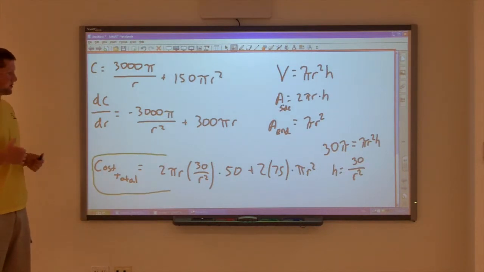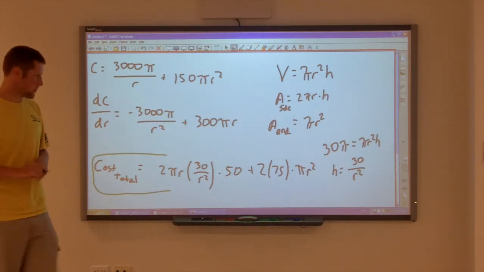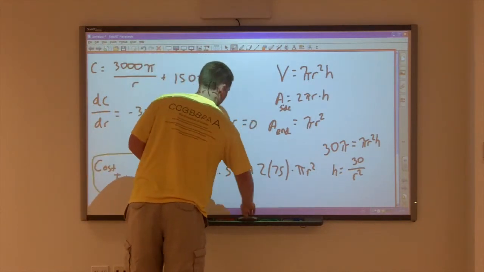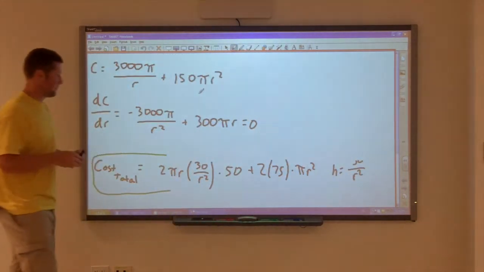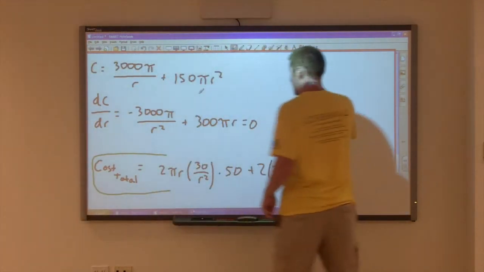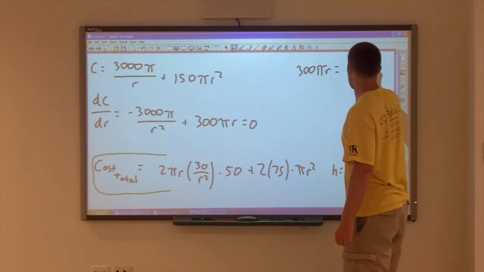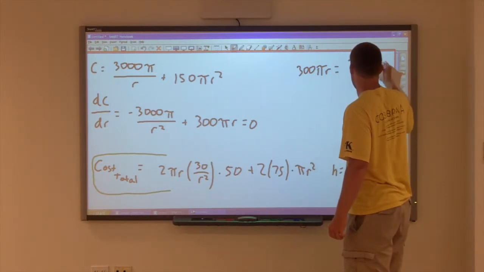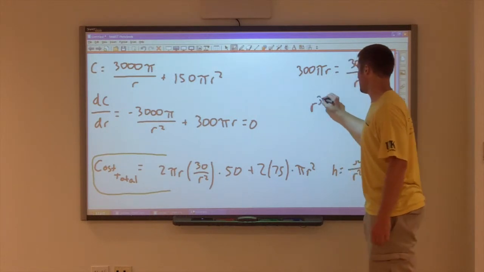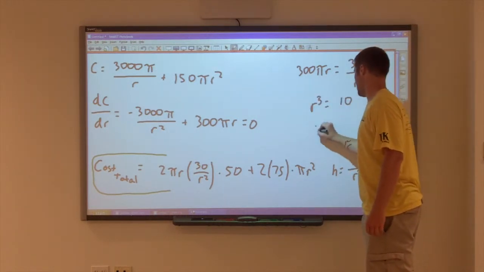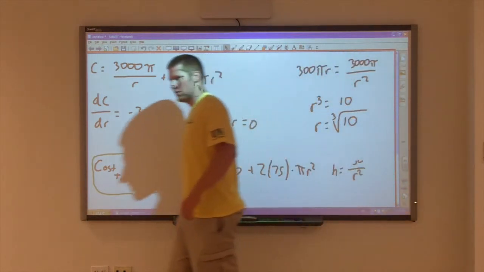So our first derivative of our cost function is negative 3,000 pi over r squared plus 300 pi times r. And that has to be set equal to 0. Alright, we go ahead and solve this equation for r, just move the negative term to the other side, we get 300 pi r equals 3,000 pi over r squared. We solve for r, we get r cubed equals 10, and r equals the cube root of 10. So now, the question is, does that answer make sense?